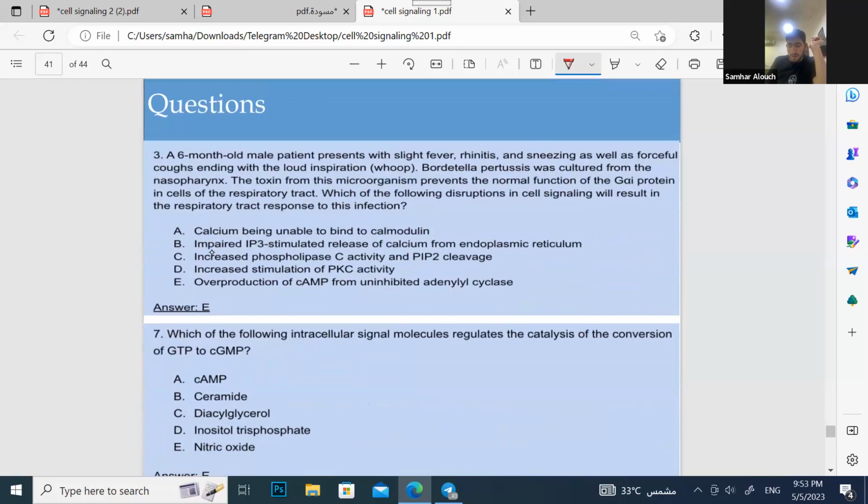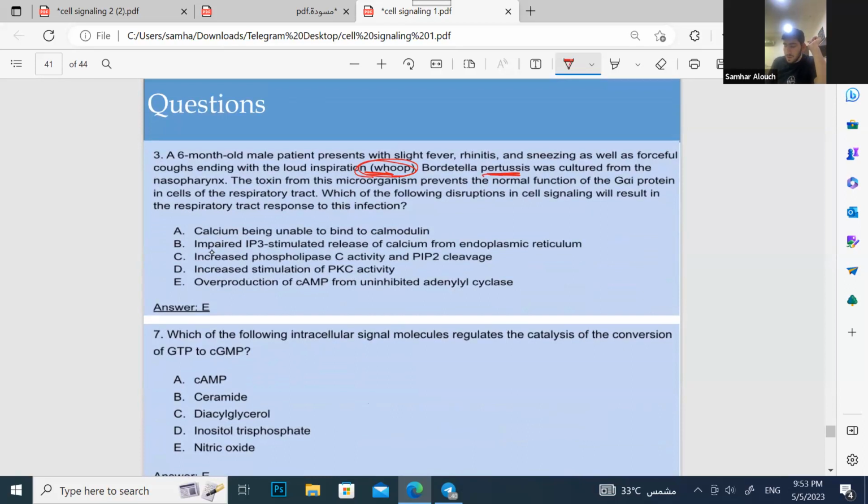Here, a 6-month-old patient presents with slight fever, redness, sneezing, and coughing, which is whooping cough. See, this is the keyword. We have whooping cough, which is pertussis. So yeah, here we have pertussis.